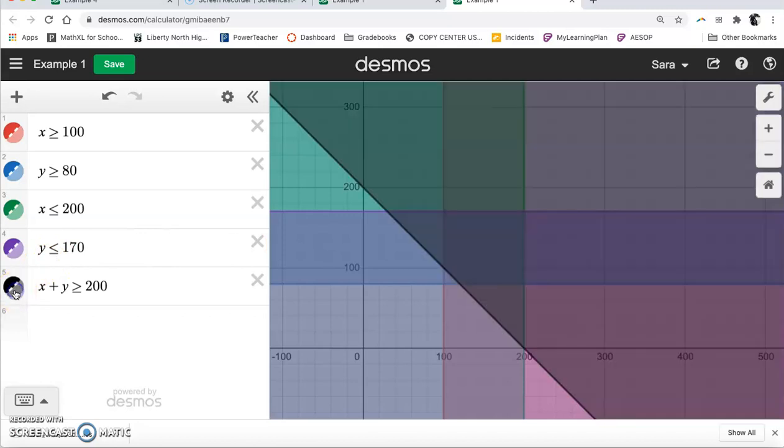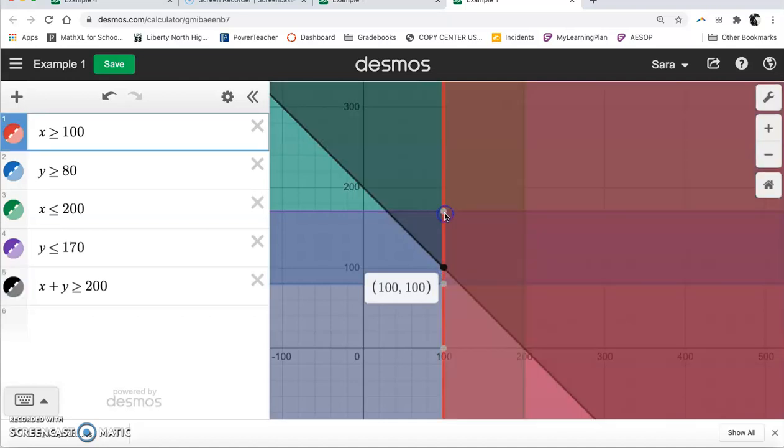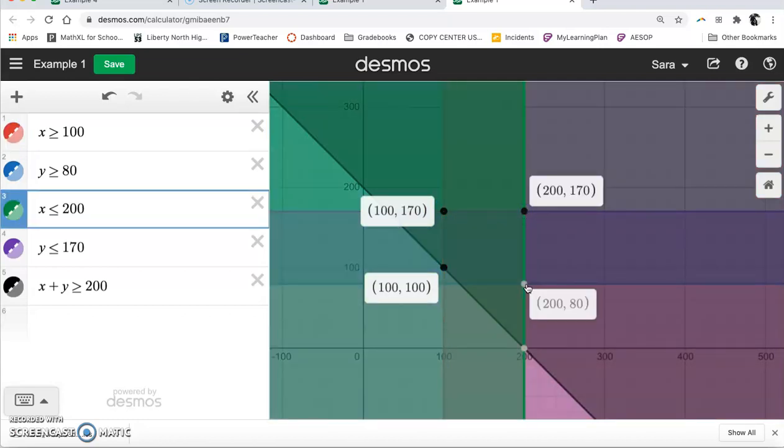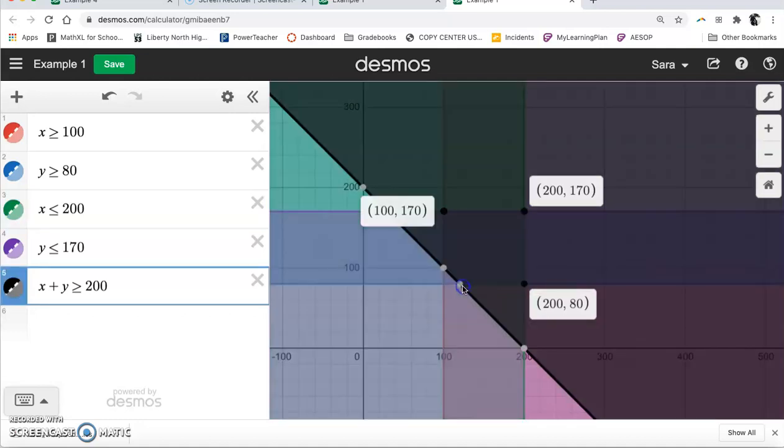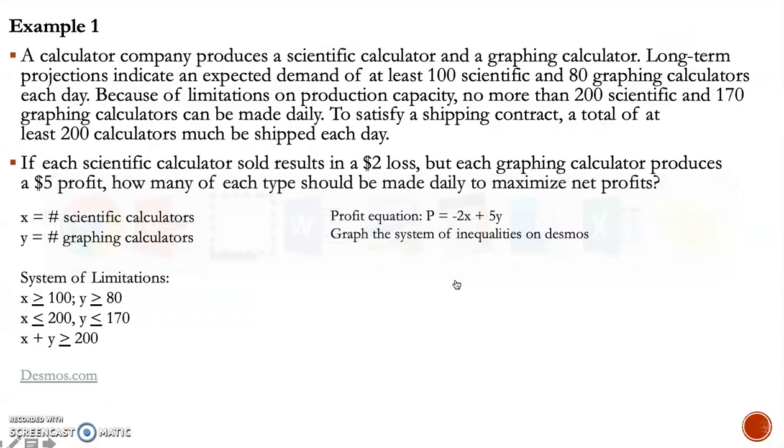And then finally, what I'm going to do is mark the edges of this region where I have all my shading. Now what these represent are different combinations of scientific and graphing calculators that could be produced that would somehow optimize. See how they're right on the edge of this feasible region? So minimize or maximize. So let's go back and capture each of those combinations, and then we'll plug each of those combinations into our profit equation.